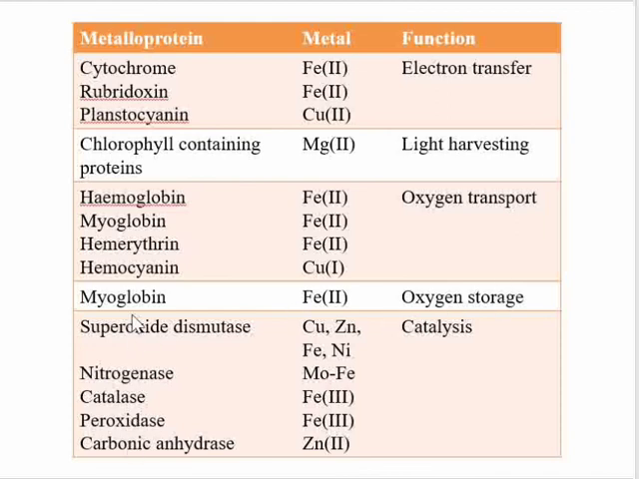While these are the different enzymes: superoxide dismutase, nitrogenase, catalase, peroxidase, carbonic anhydrase. These different enzymes have copper, zinc, iron, nickel, molybdenum, iron, and zinc. So these act as catalysts in different catalytic processes in biological systems. So this is all about the functions of the metalloproteins. Thank you very much.